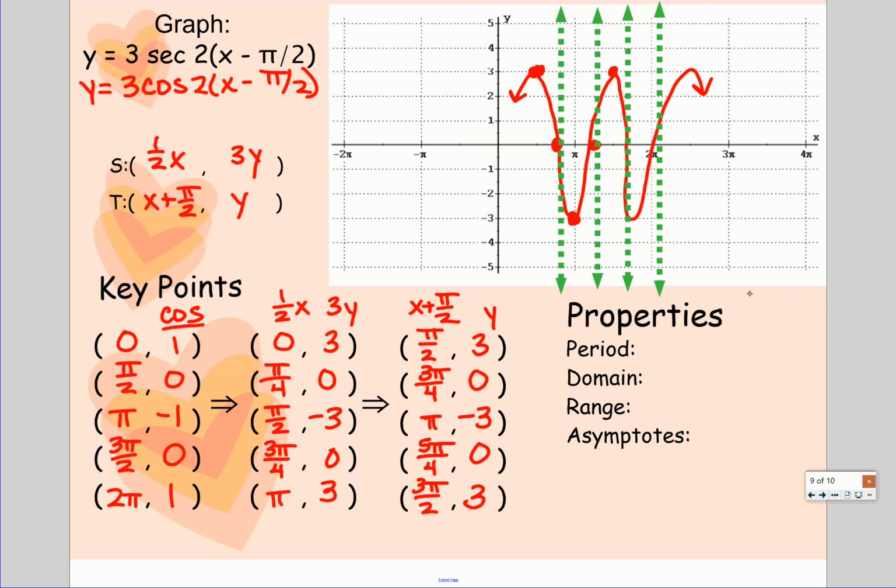Okay. Then, where you have minimum points is going to be the top of a U shape. And where you have a maximum point is going to be the bottom of a U. And the U shapes are going to be contained within those asymptotes. Okay, so we're trying to at least get one period. It's going to look like that.